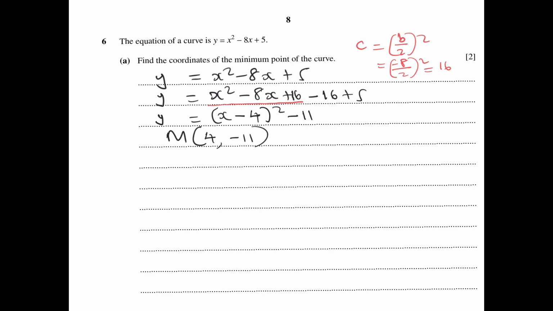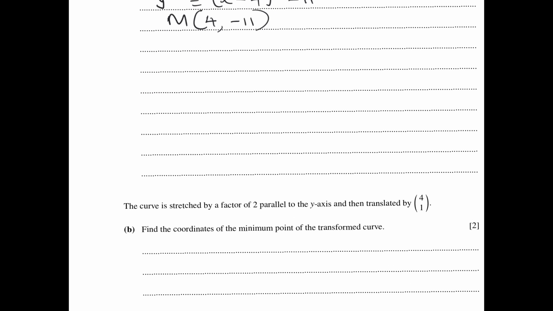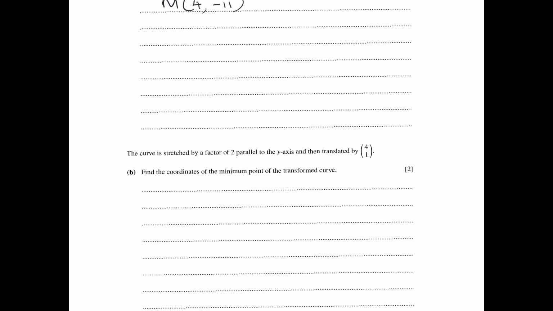That is the minimum point. But you can choose to use any of the other two methods. All right, so now moving on to B, we are saying the curve is stretched by a factor 2 parallel to the y-axis and then translated by (4, 1). Find the coordinates of the minimum point of the transformed curve.